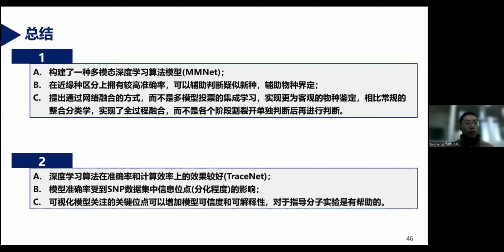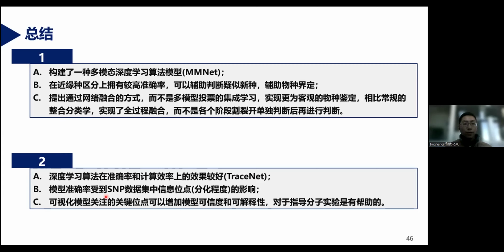To summarize, we constructed a multimodal deep learning algorithm model, and it has high accuracy in distinguishing closely related species, which can assist in judging new species. And when the species size is large, we can help by learning by multimodal voting, and we can be more objective in taxonomy, and it achieves a full process fusion integration rather than an independent judgment at each stage. Secondly, deep learning algorithms have better results in accuracy and computational efficiency.